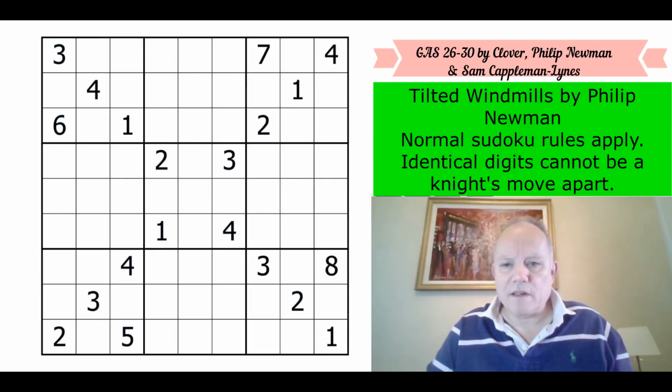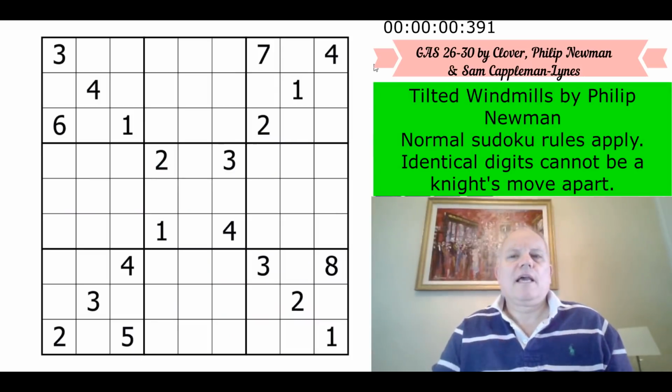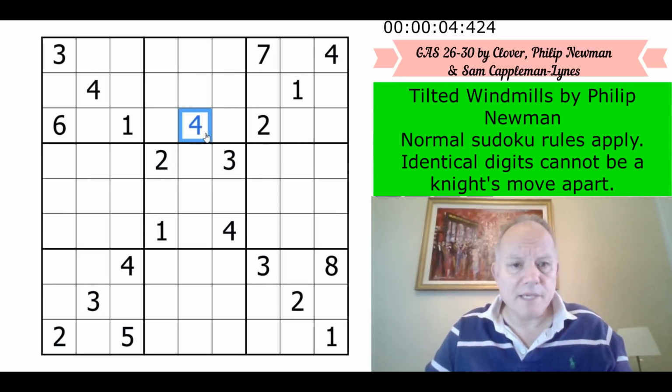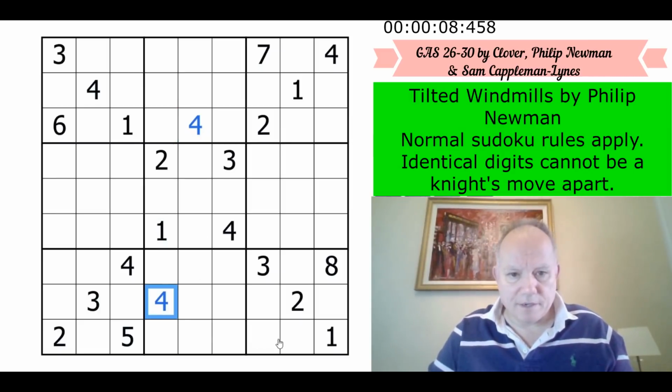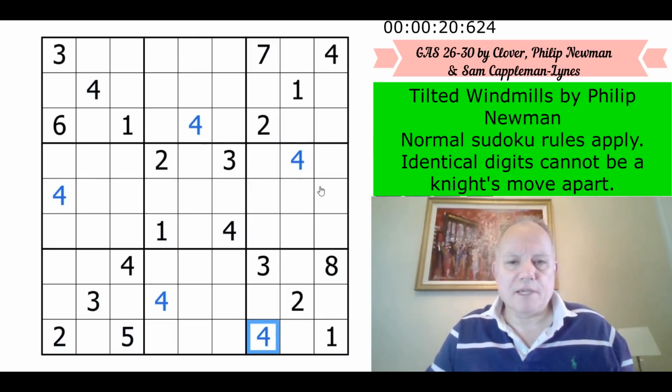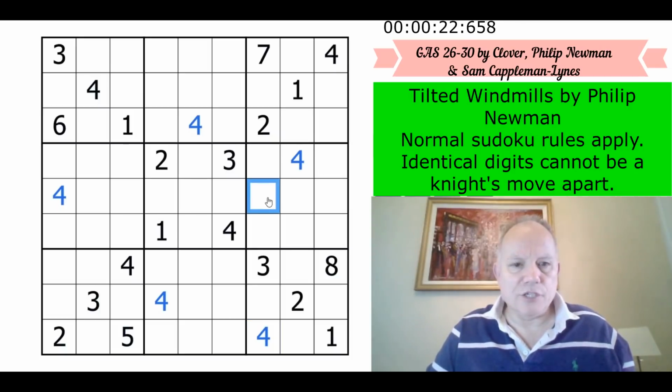Let's reset the clock. Okay, and this is anti-night, isn't it? So we can place a 4 there straight away. And 4 here, we can probably, he says, rashly finish the 4s, but it's looking good now. 4 there and 4 there. Yes, they all work just by considering the anti-night issues.